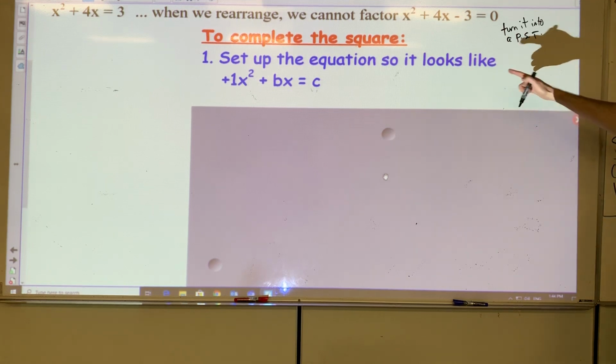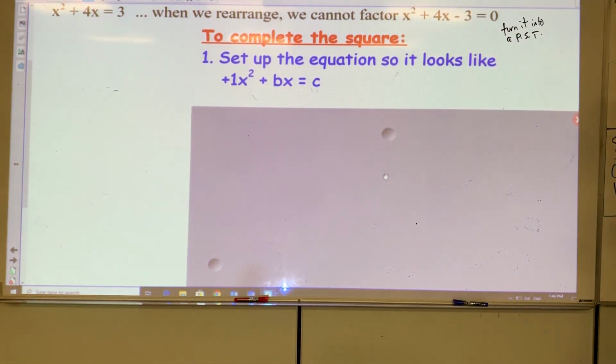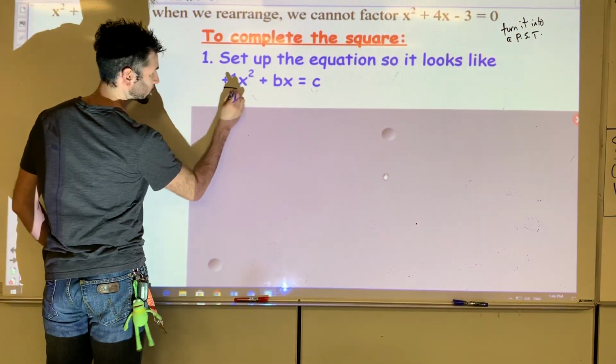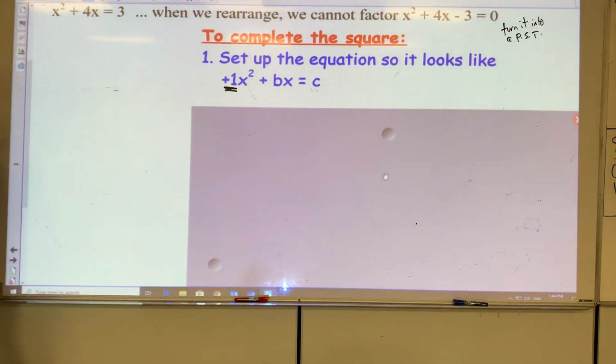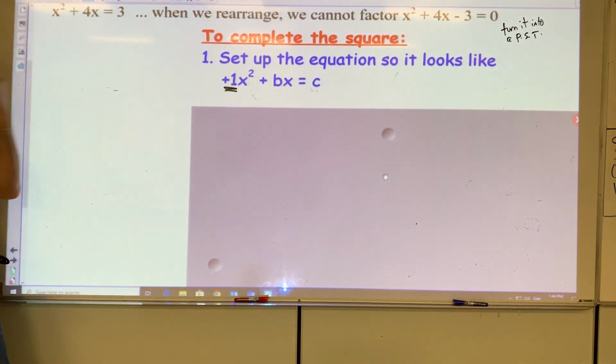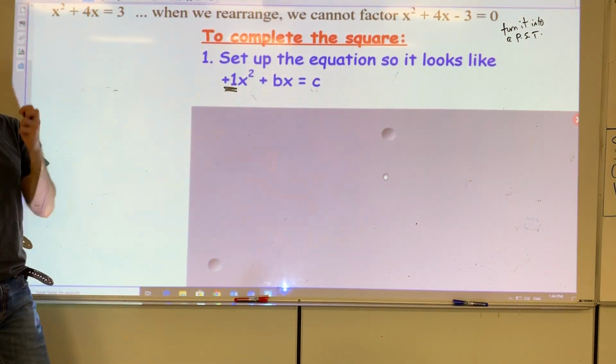So first, you want to set up the equation like this. It must be set up like that. Okay, must be, absolutely. And I want to point out that I purposely put a +1 there. If this is not +1, you got to make it +1. So you have to pull out whatever it is and move it to the other side. Okay, and we'll do questions like that.